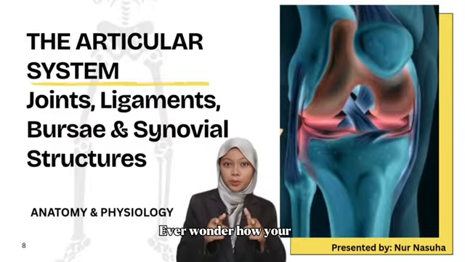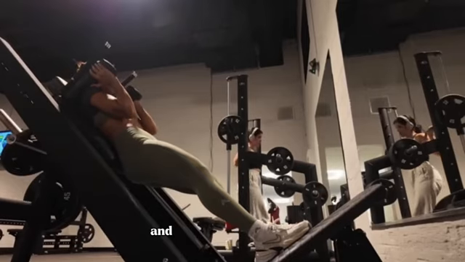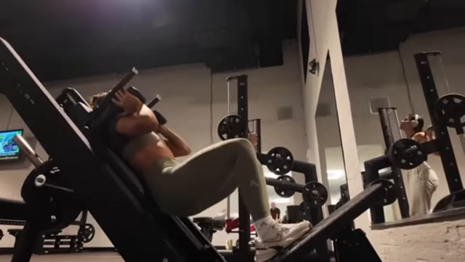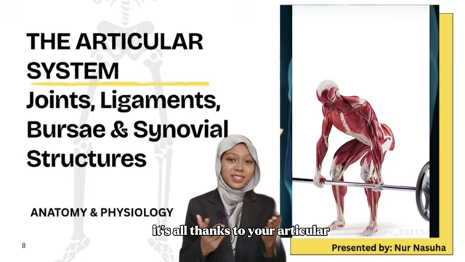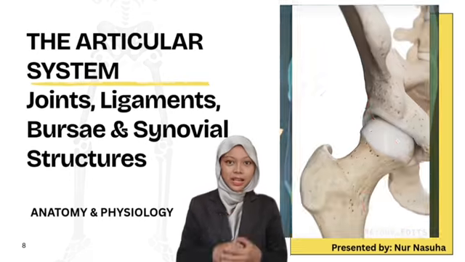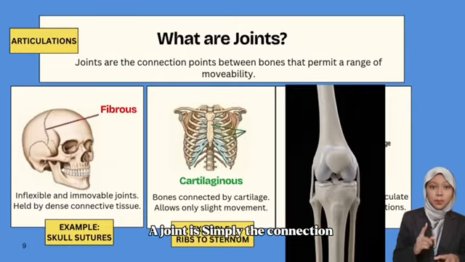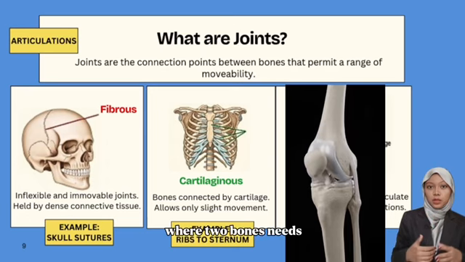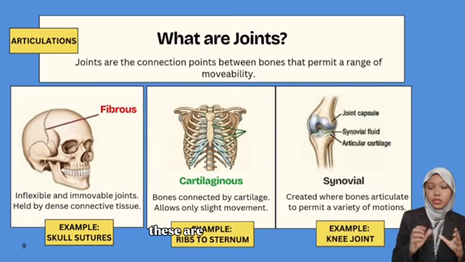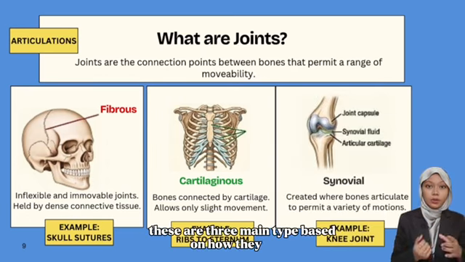Ever wonder how your body bends, twists and moves without snapping in half? It's all thanks to your articular system. Basically, your joints. A joint is simply the connection point where two bones meet to permit movability. There are three main types based on how they move.